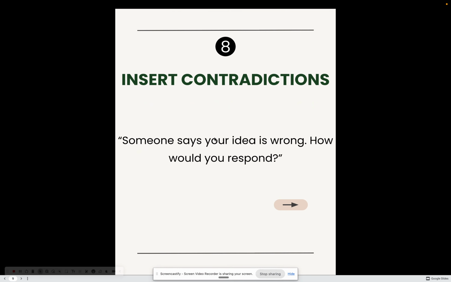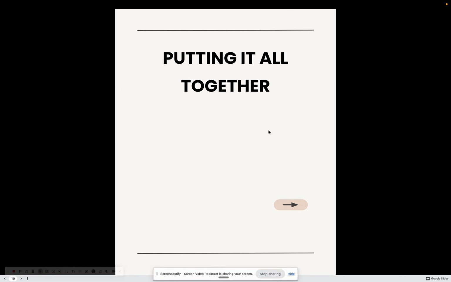Number 8, we can insert different ideas of ways that folks might be thinking about this. Someone might say you're wrong. How do we respond to that, right? This is going to support our students by building arguments and resilience within the space. So let's go ahead and put this all together and review a couple different ways that this might look.